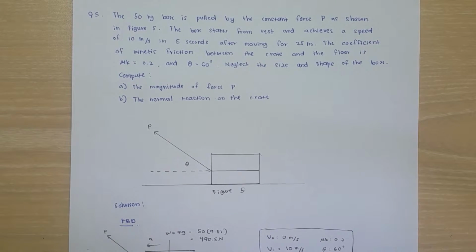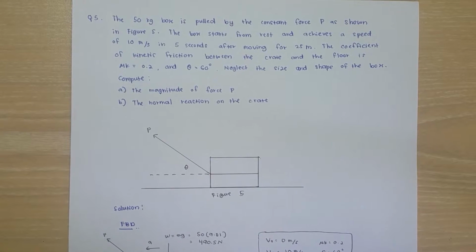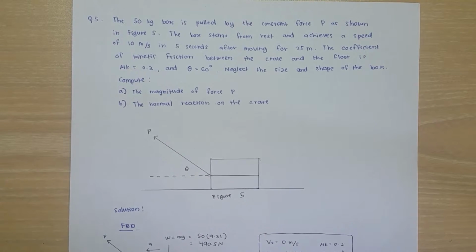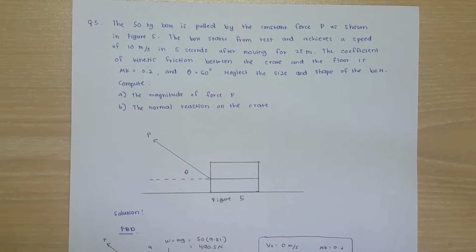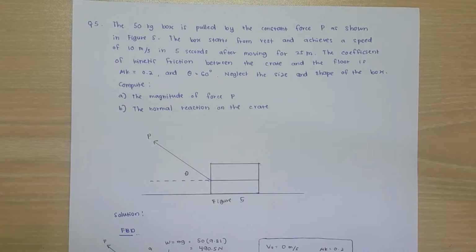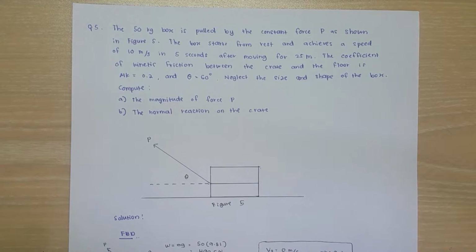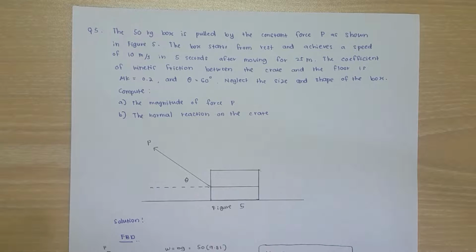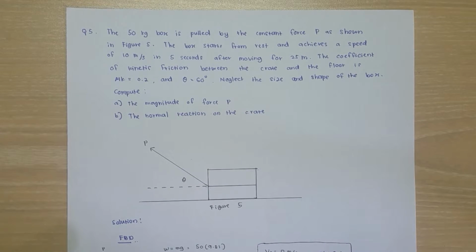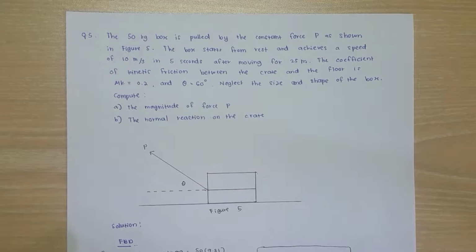I will do question 5 for the assignment in dynamics. Question 5 asks: the 50 kg box is pulled by the constant force P as shown in figure 5. The box starts from rest and achieves a speed of 10 meters per second in 5 seconds after moving for 25 meters. The coefficient of kinetic friction between the crate and the floor is μk equal to 0.2 and the angle is 60 degrees.